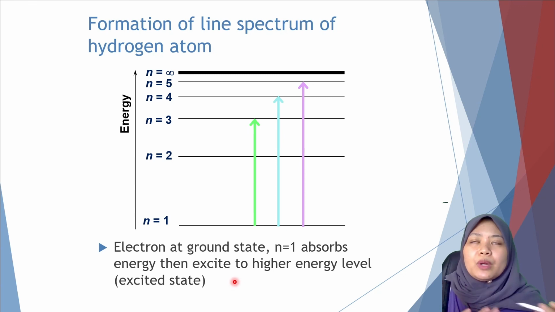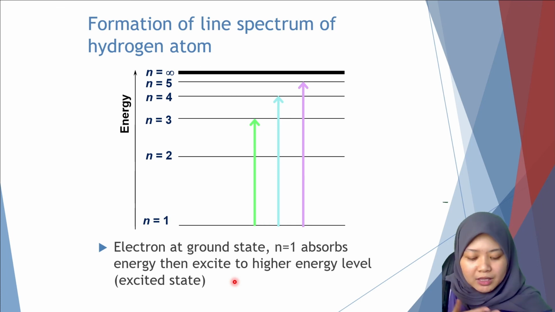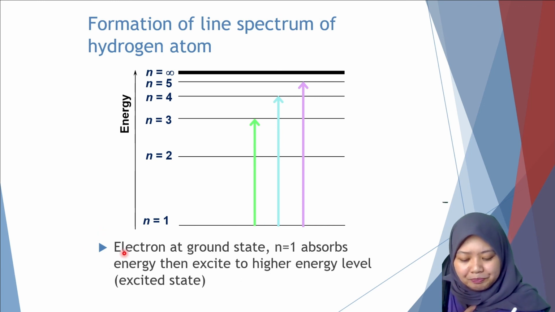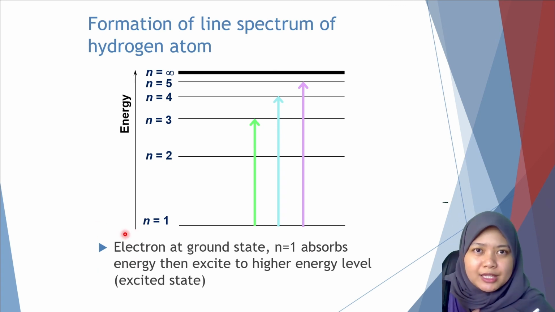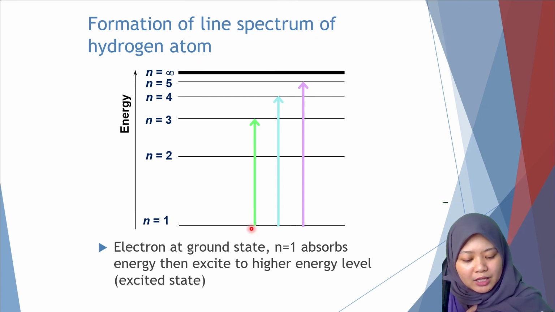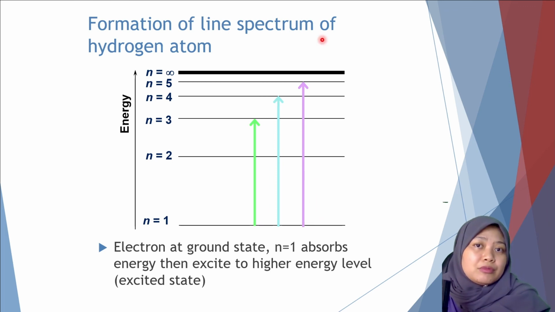So, when the question asks you to explain or describe the formation of line spectrum, these are the points that you have to write. Cuma tadi Madam explain dalam bahasa ringkas dan pasar. So, here Madam tulis proper sentence for you to practice explaining the formation of line spectrum of hydrogen atoms. Electron at ground state and then dia akan absorb certain amount of energy. How much? Tak tahu. Okay?